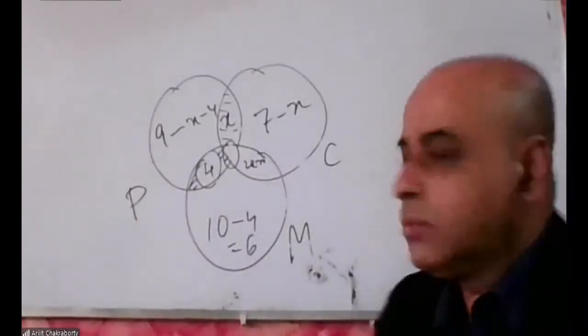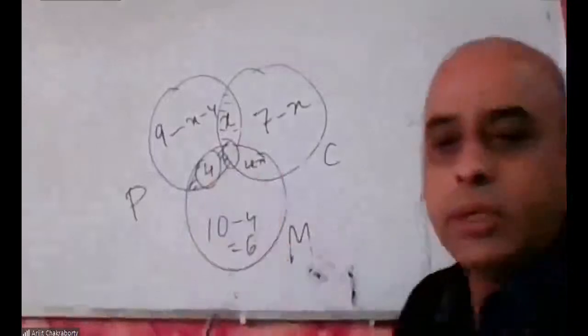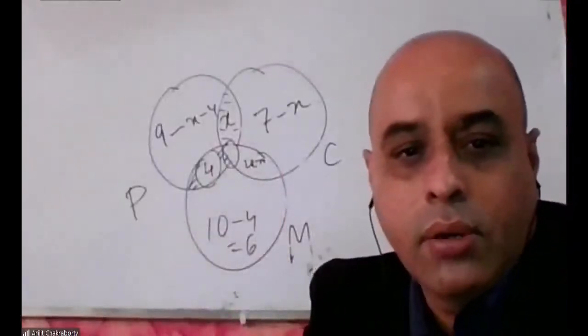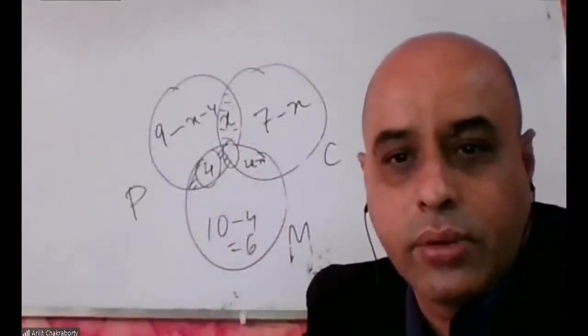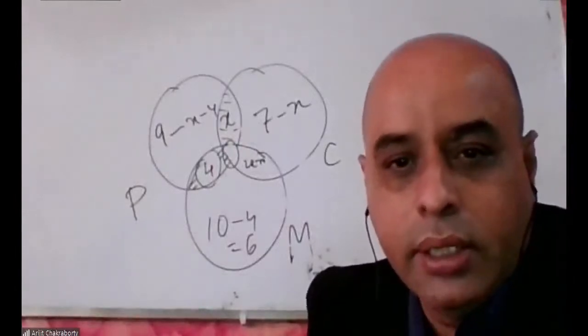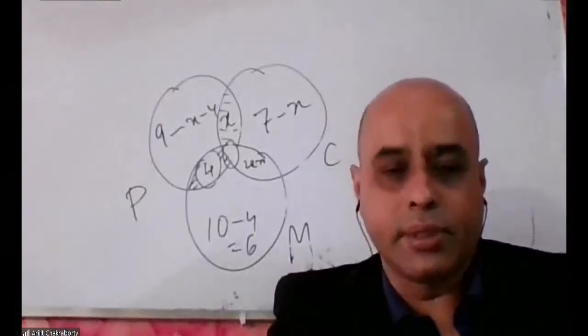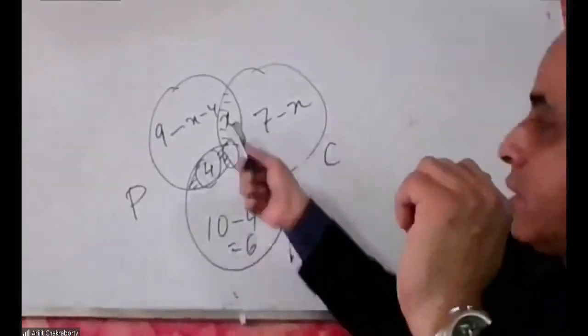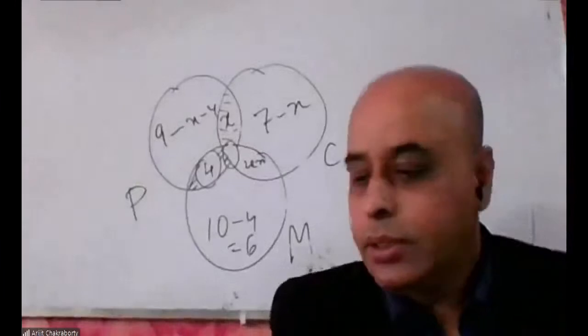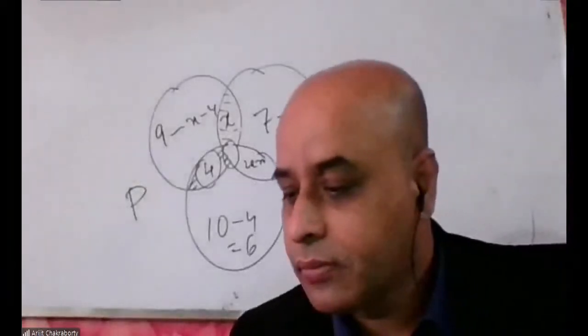So what are we doing now? Now the total has to be equal to 20. So we are going to add up all of them and equate it with 20. The question is how many teach only physics and how many teach chemistry and physics. So we have to find this x, right?